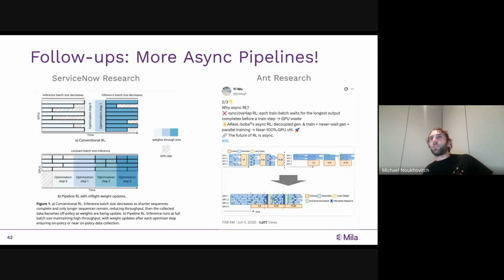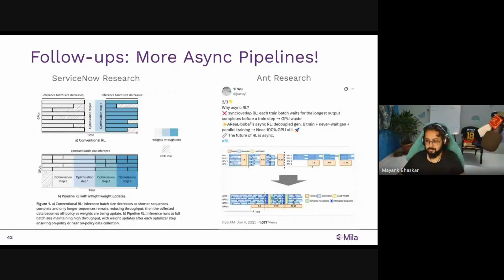ServiceNow calls it in-flight updates. I think Ant Research's paper is called AReaL, and the idea is that you just do an update on the data you have and then keep generating. The crazy thing that ServiceNow's paper does is they update their model weights halfway through a generation, and it just works. That's kind of fun. From Ant Research, I haven't got to this paper yet. Well, take a look. Yeah.